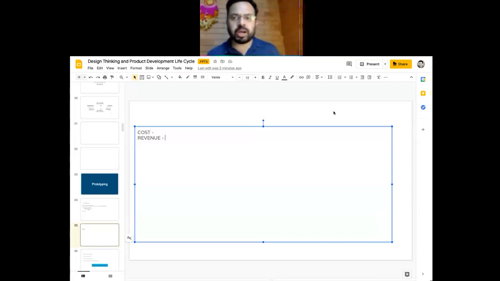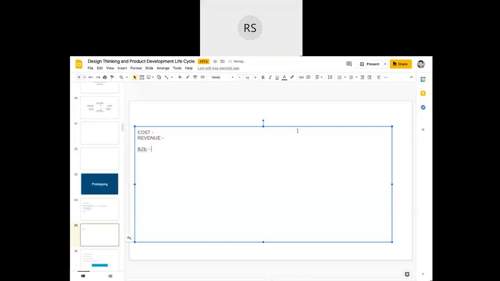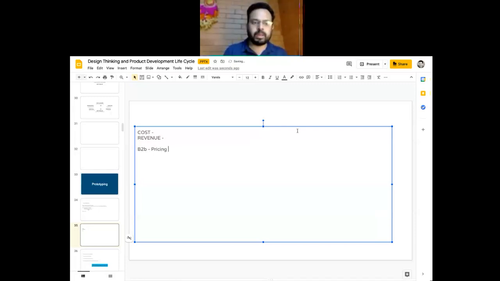Obviously, in your case, it's a clear case, Rahul, because you are doing B2B, right? Am I right? Yeah, correct. So B2B pricing is always obscure and confidential.